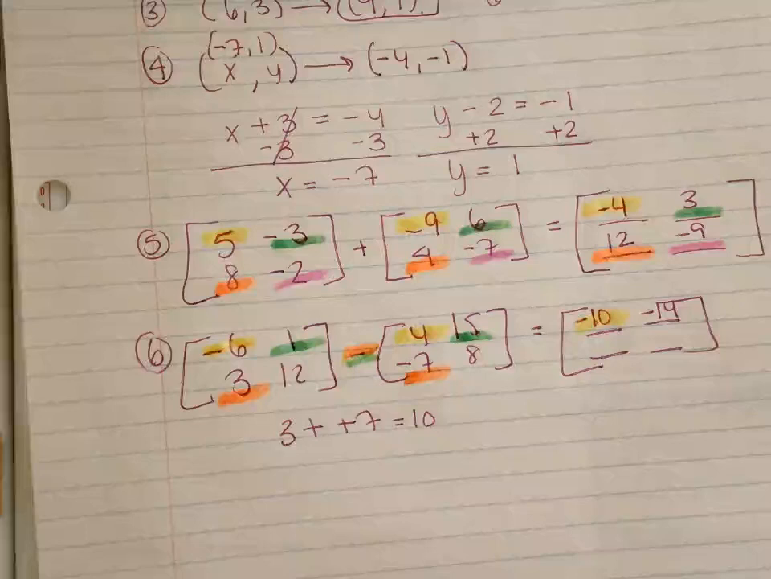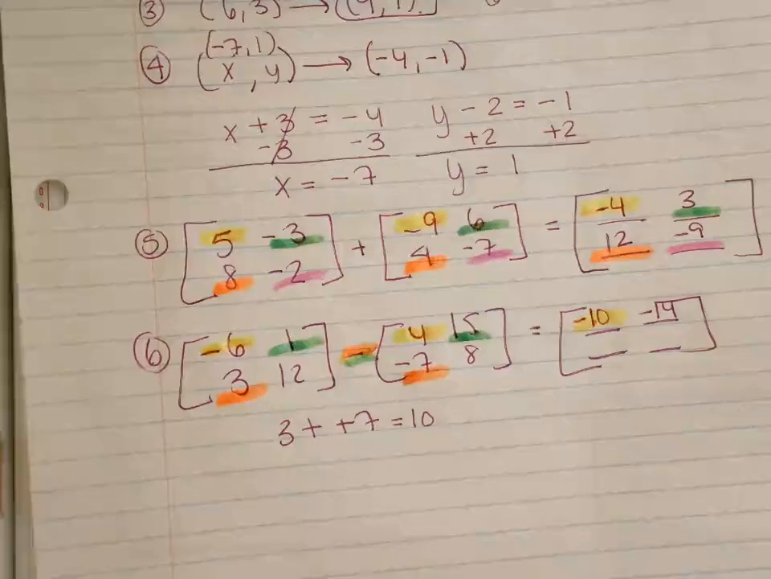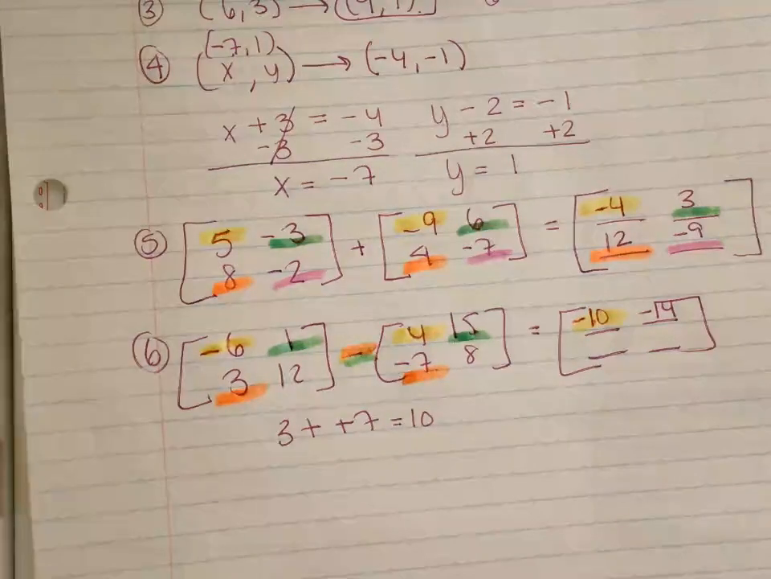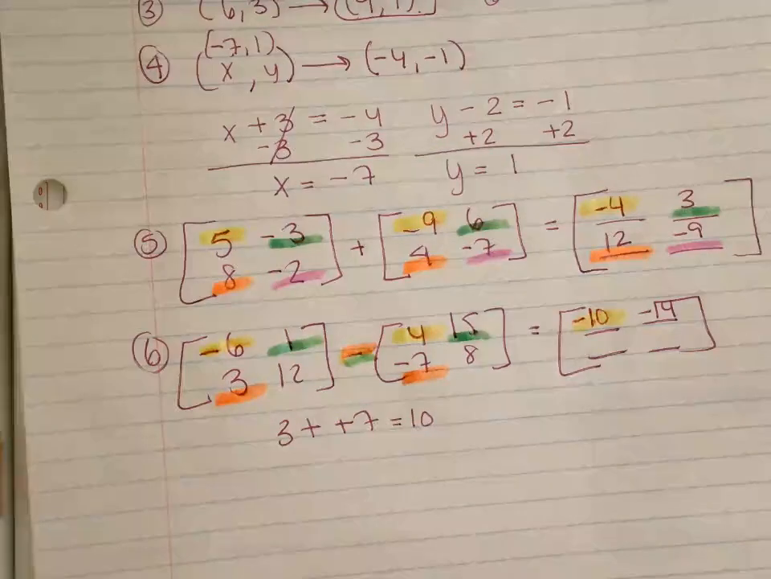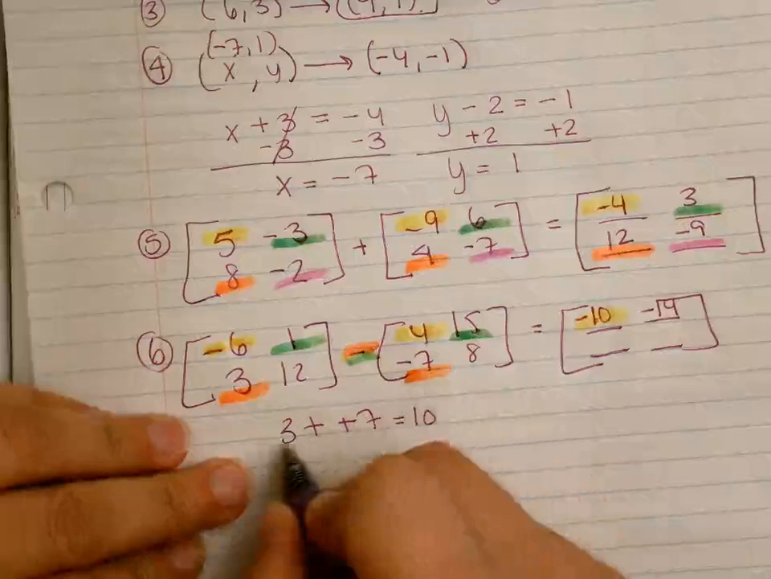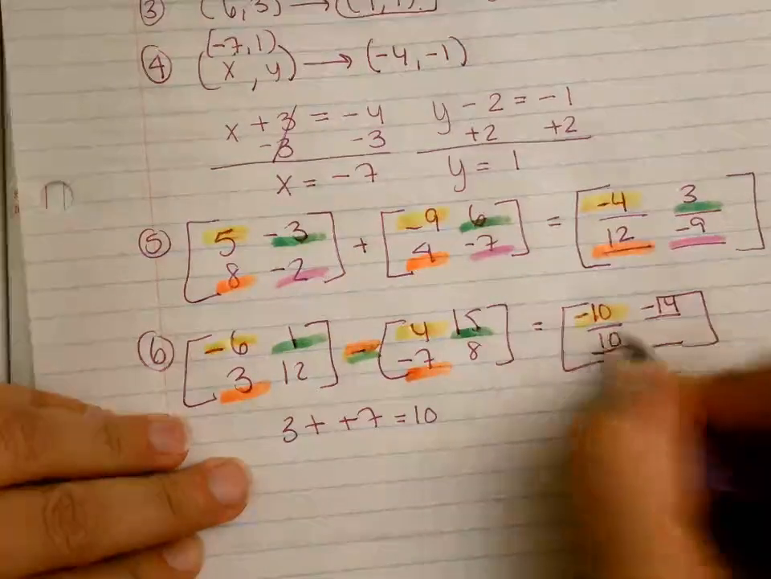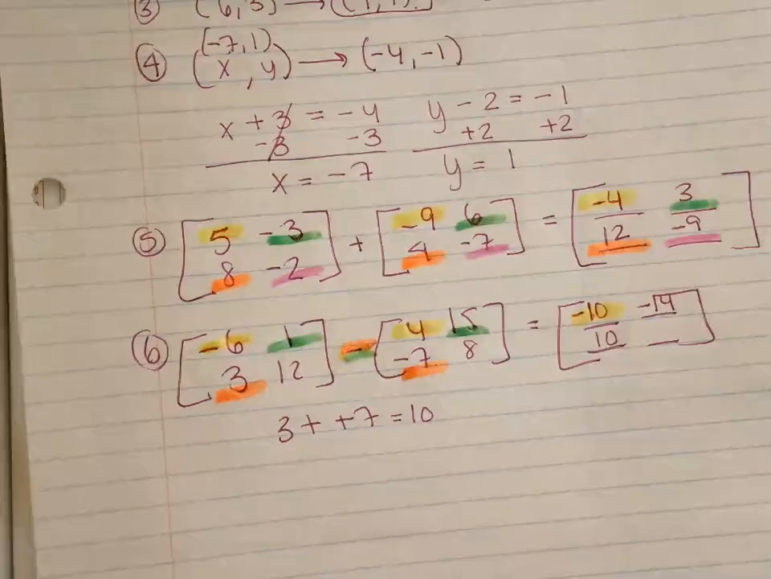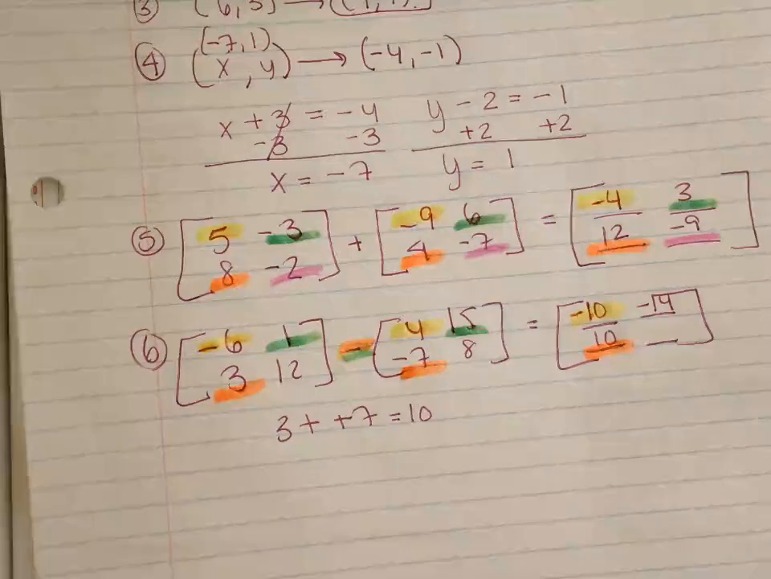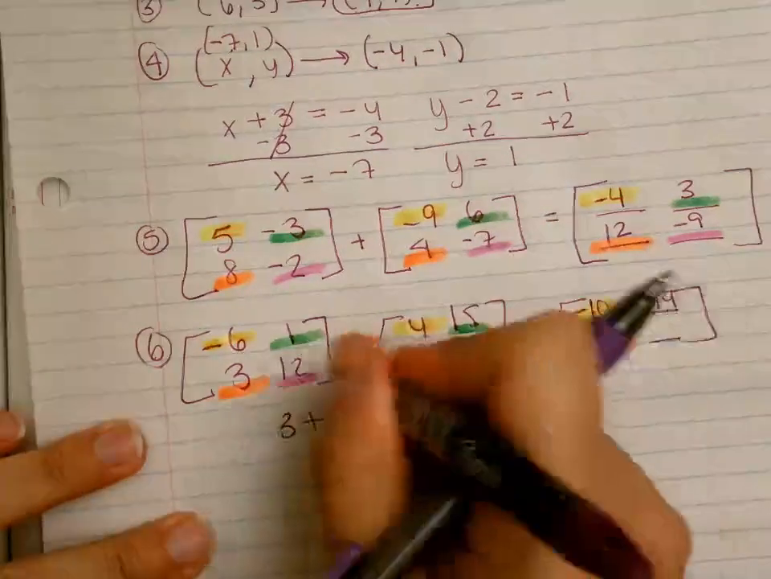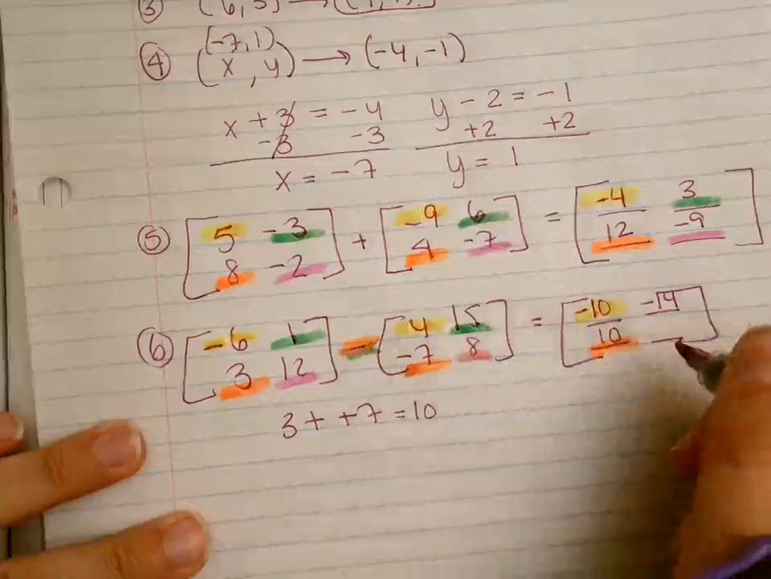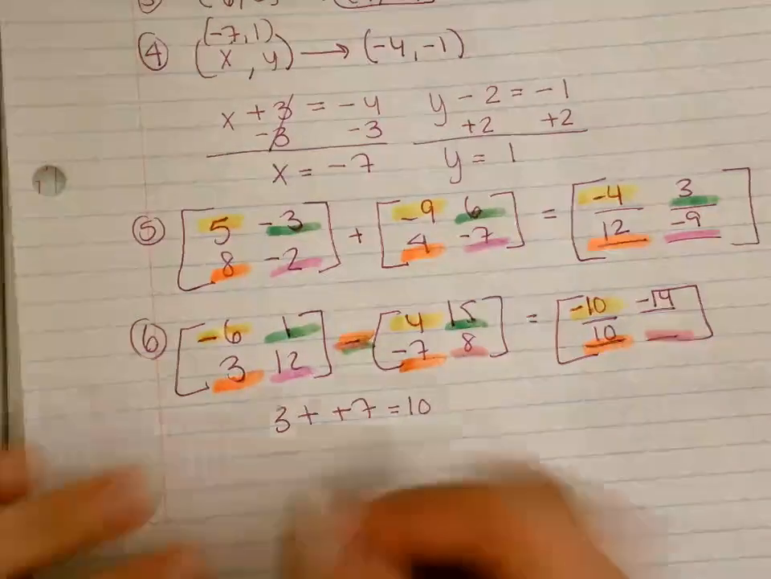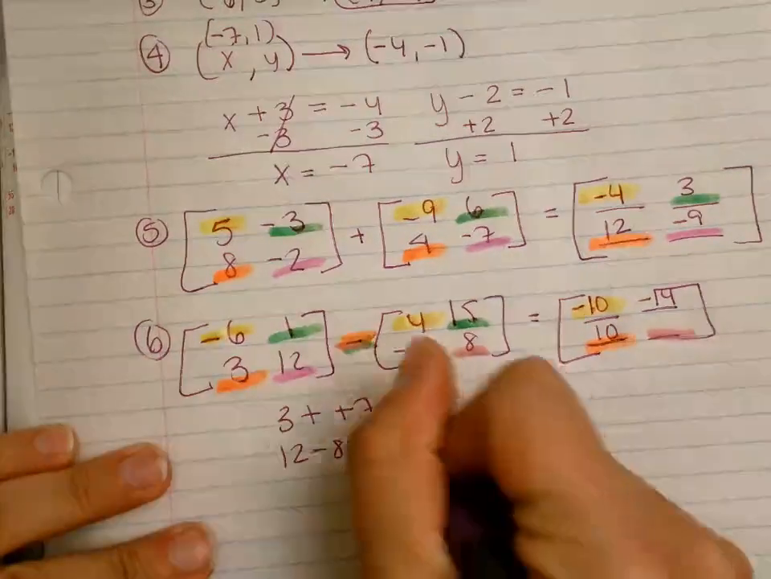We do not have subtraction rules. We have addition rules. So when we have subtraction, we turn it into adding. Like when you're subtracting a number, you're adding a negative, right? Bam, bam. 7 plus 3 is 10. And then our last number, we have 12 minus 8. So 12 minus 8 is 4.